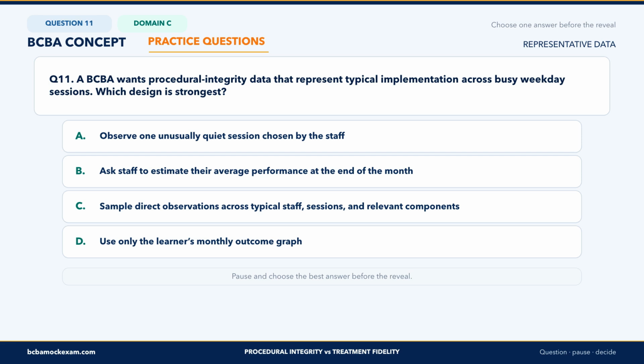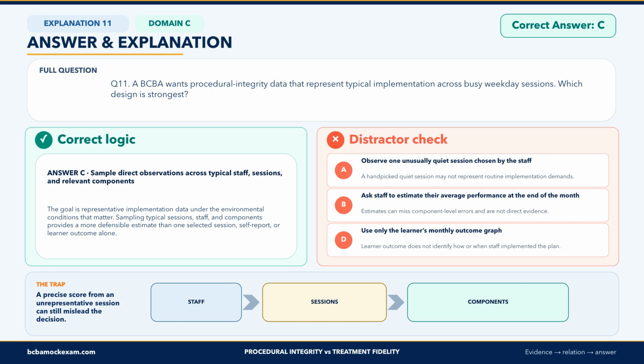Question 11. A BCBA wants procedural integrity data that represent typical implementation across busy weekday sessions. Which design is strongest? A. Observe one unusually quiet session chosen by the staff. B. Ask staff to estimate their average performance at the end of the month. C. Sample direct observations across typical staff, sessions, and relevant components. D. Use only the learner's monthly outcome graph. Pause and name the decisive relation before you choose. Choose C. Sample direct observations across typical staff, sessions, and relevant components.